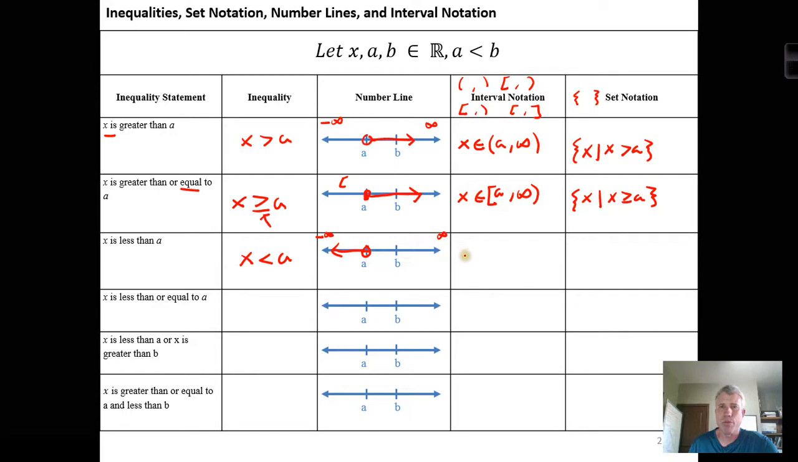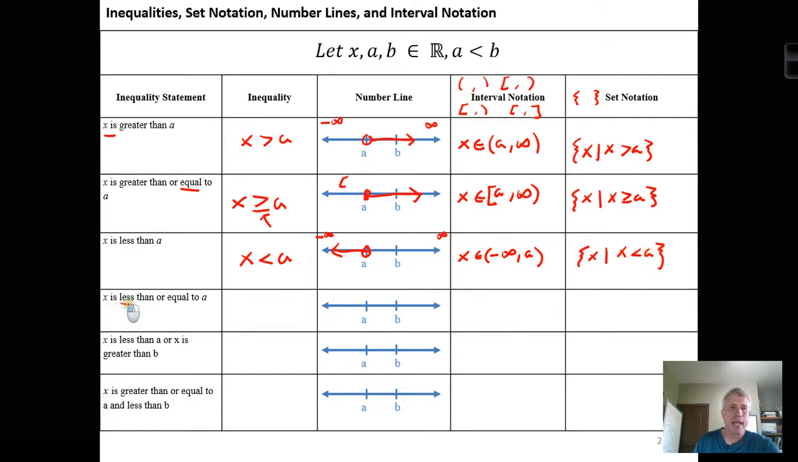In interval notation, I would say x is an element of, and now on the number line I'm moving from left to right. I'm starting at negative infinity. Negative infinity isn't a number. You can't get there, so I use an open parenthesis so I don't include it, running all the way up to a and not including a. You always want the numbers to go in ascending order from left to right. In set notation, I would just write the set of all x such that x is less than a.